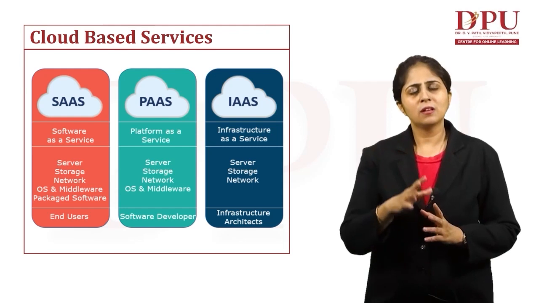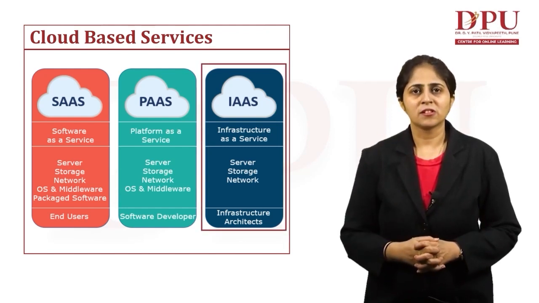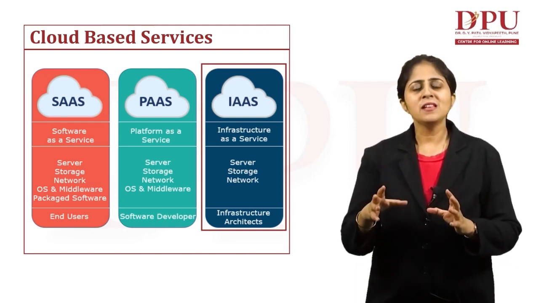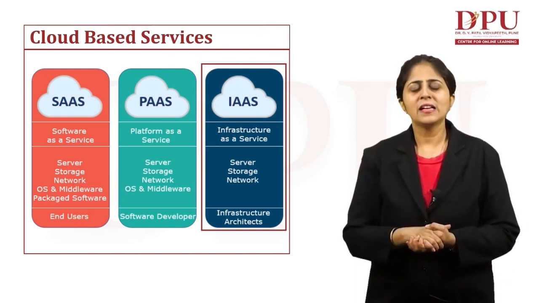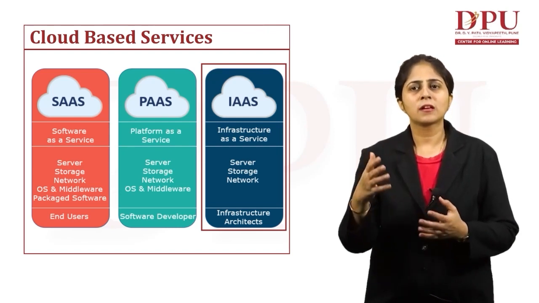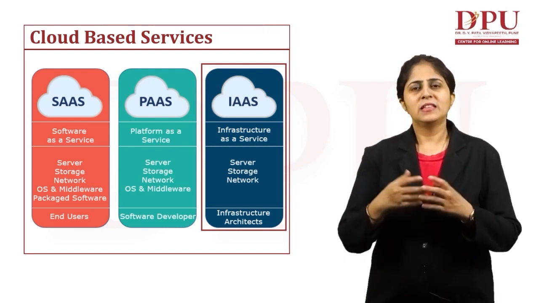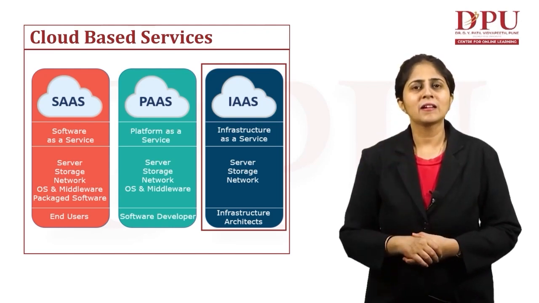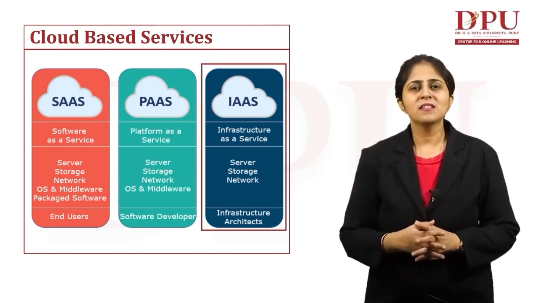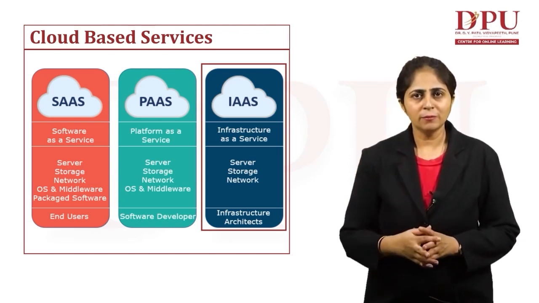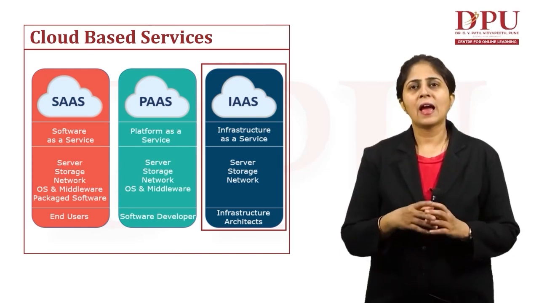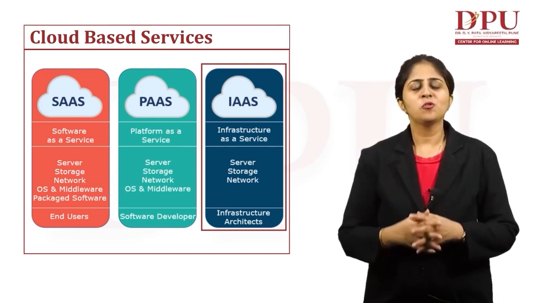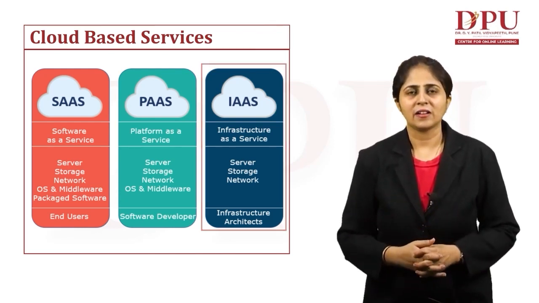So, talking about this IaaS first, that is infrastructure as a service. The basic usage of this IaaS service is by the infrastructure architects. They use this service of infrastructure as a service using our clouds. So what all things can they access? They can access the server, the storage devices and the network using this IaaS. So it is basically being used by the infrastructure architect.